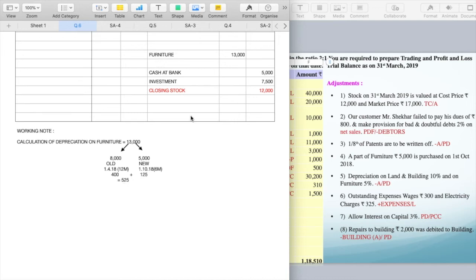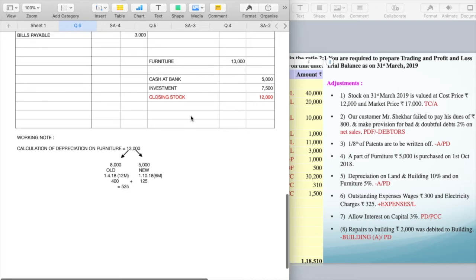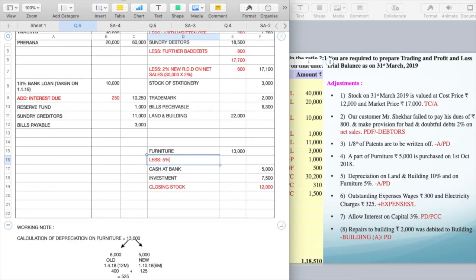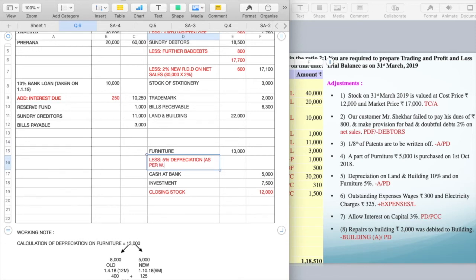We have done this adjustment in previous questions also. So now let us minus the depreciation from the furniture, less 5% depreciation. In the bracket I will mention as per WN, that is working note, it is 525. If we minus 525 from 13,000, you get an answer of 12,475.